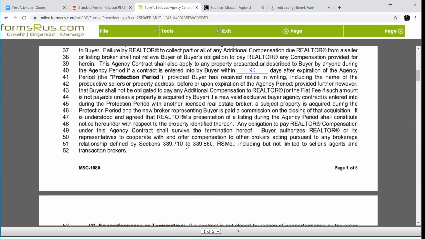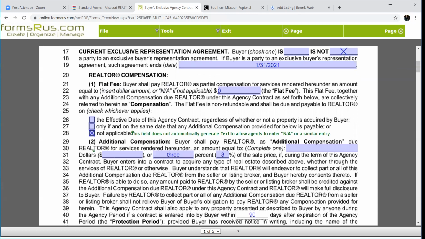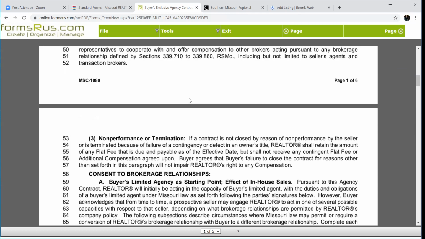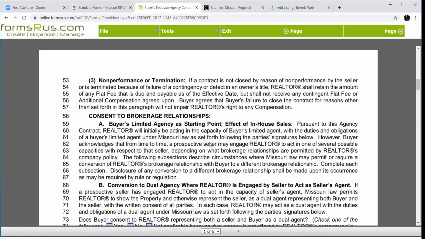Non-performance or termination: if you are collecting a flat fee and the buyer flakes on you, you have a right to keep that flat fee. Again, it's up to you whether you collect it at the time of the contract, whether you collect one at all, or whether you do it at closing. But if you've got it in your possession and the buyer flakes, they've already agreed that you have the right to keep it.